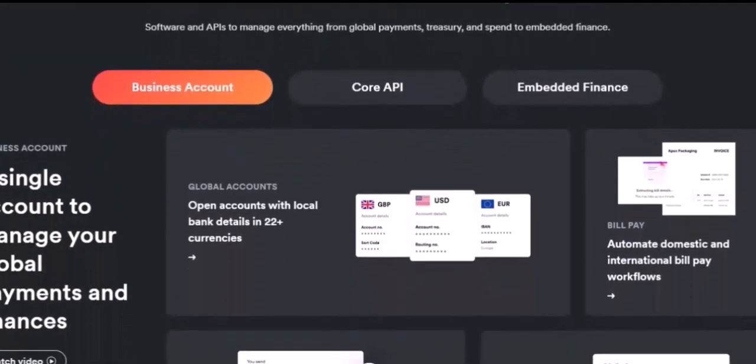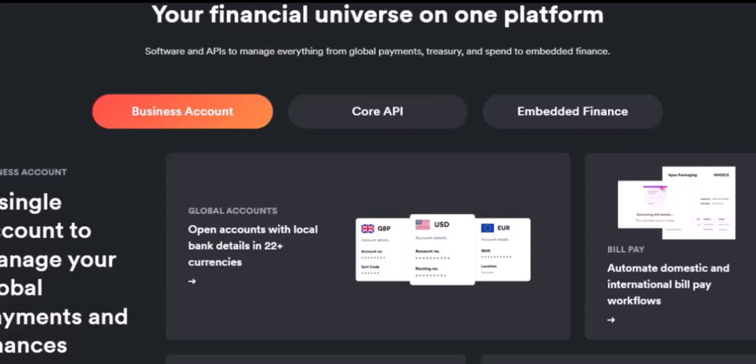Simplified compliance. Airwallex handles all the regulatory requirements, saving you time and effort. Enhanced security. Your funds and data are protected by advanced security measures.